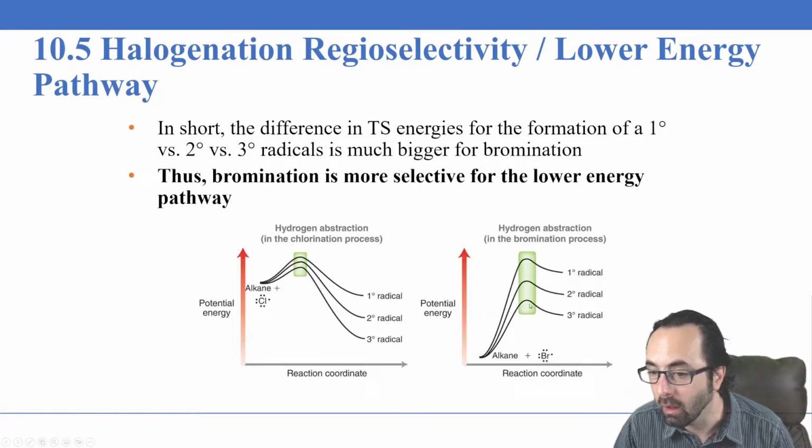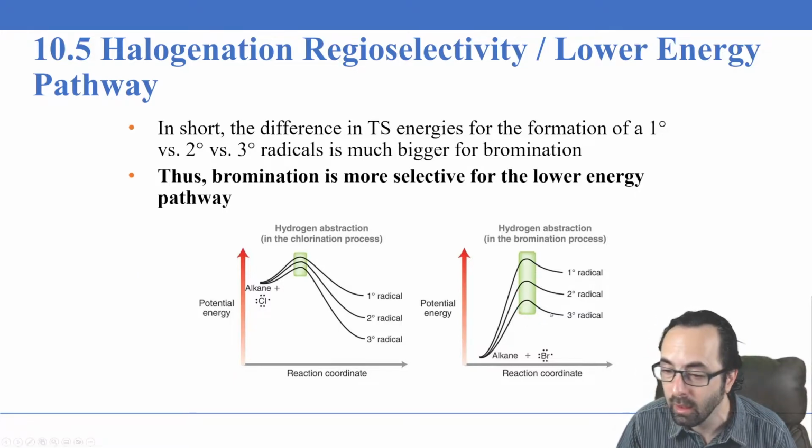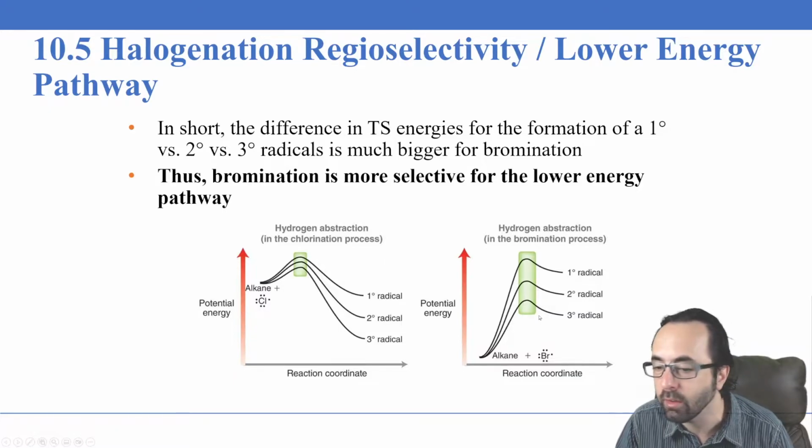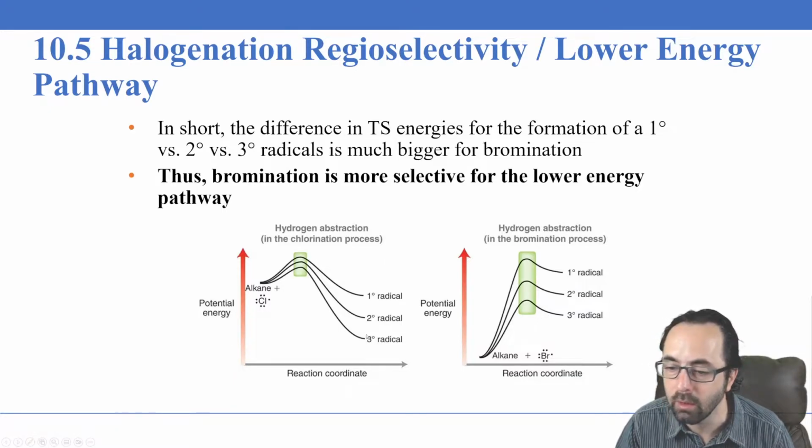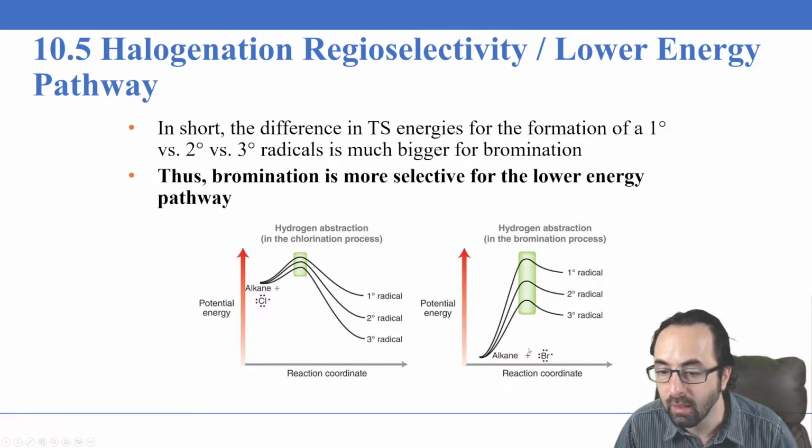However, in the bromination process here, the activation energy is going to be significantly greater for the production of a primary radical versus a secondary versus a tertiary. And so that's what contributes to the regioselectivity in the case of bromination versus chlorination: the production of the more stable radical is just going to be significantly faster. And once we get past this slow first step, the rest is really quick.